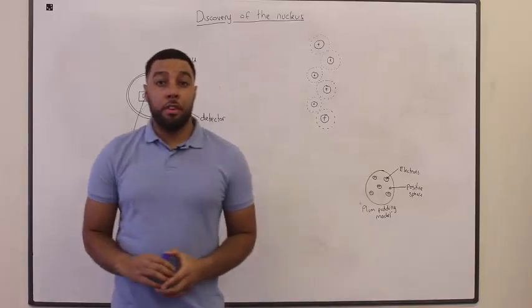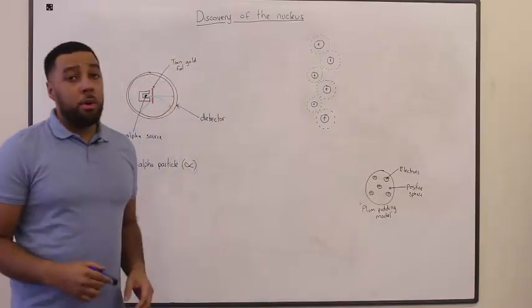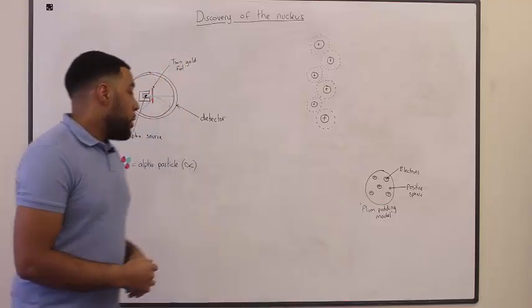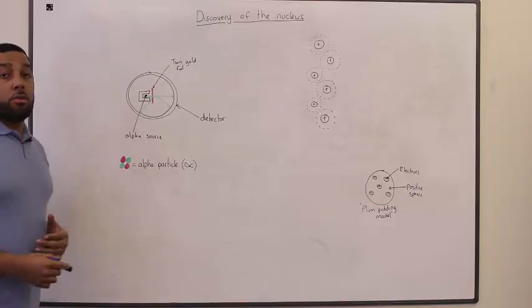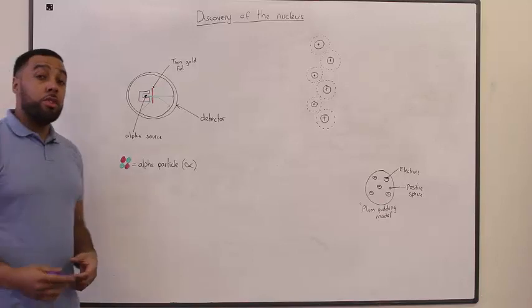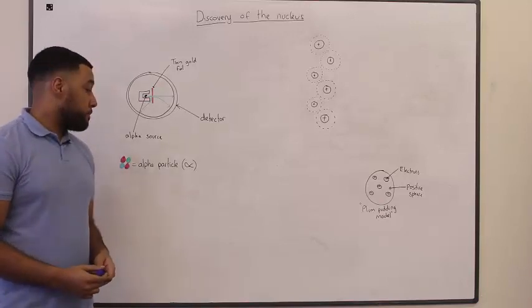Hi guys, welcome to another video, and today we're going to be looking at how the nucleus of an atom was discovered. Well, first of all, before we get into the process, we have to know that alpha particles were used in the discovery of a nucleus.